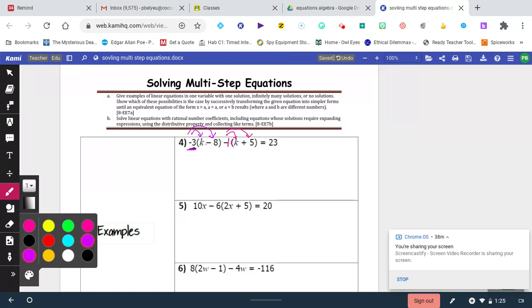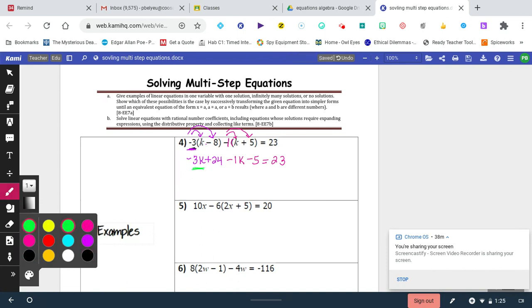Now let's take care of this part. -3 times k is -3k. -3 times -8 is +24. And then I'm going to work over here on this side. -1 times k is -1k. And -1 times 5 is -5. Now I've gotten rid of all the parentheses, okay? They're gone.